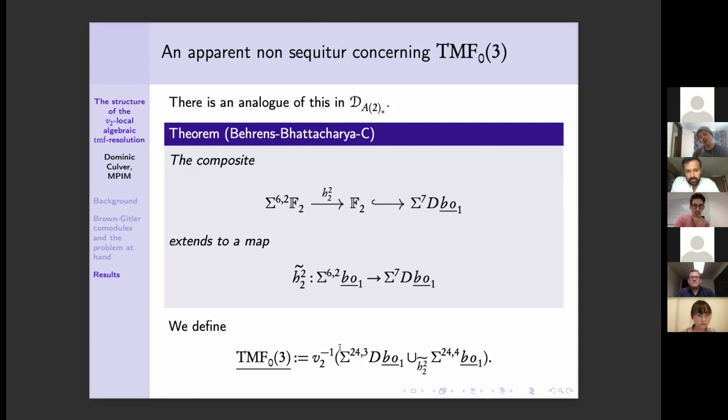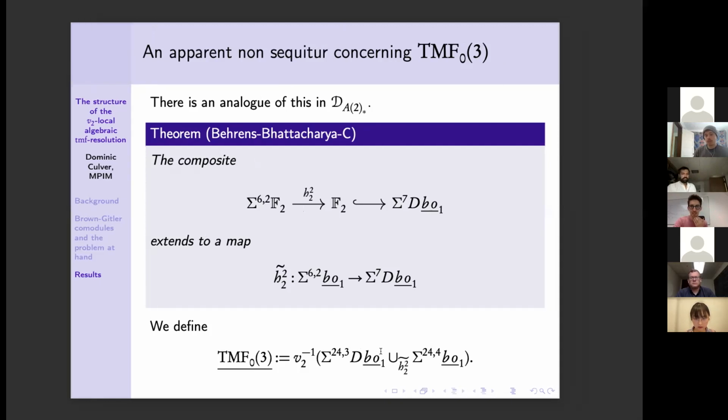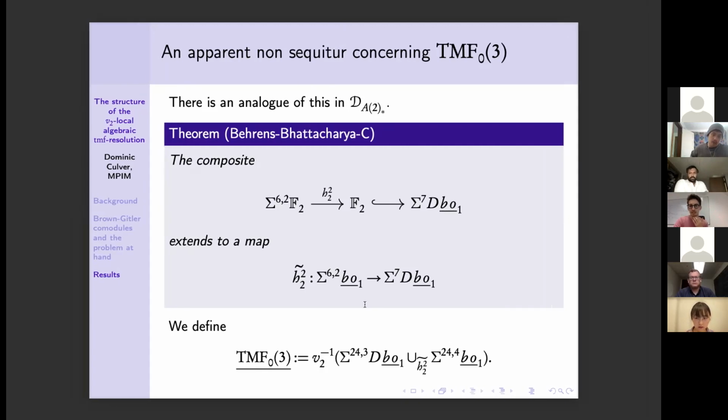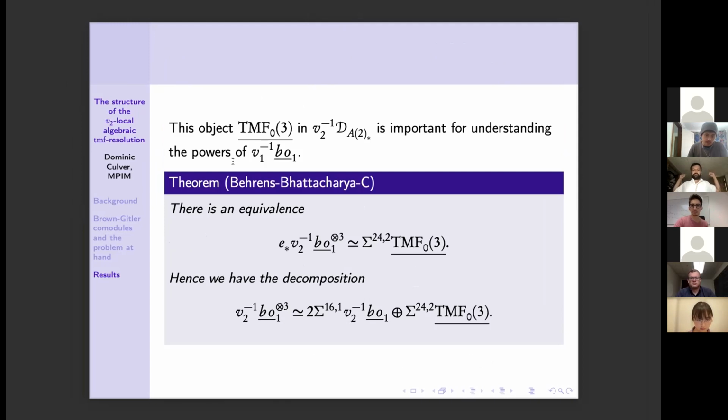Okay. And you might notice that there are some suspensions, and that's just to make the patterns line up in the right way, basically. Okay. And then what we are able to prove is that there is an equivalence between this mysterious factor and some sort of suspension of TMF03. And therefore we get this decomposition of the cube on BO1 in terms of two BO1 patterns and this TMF03 pattern. Okay.